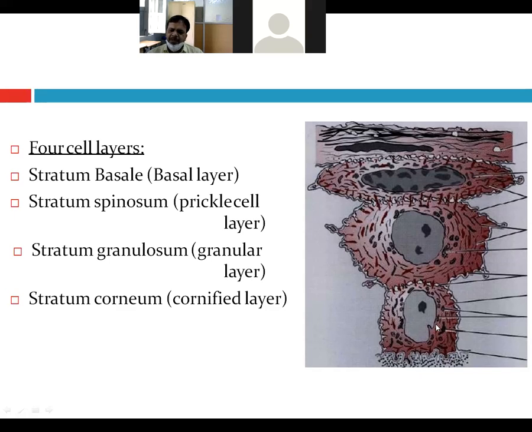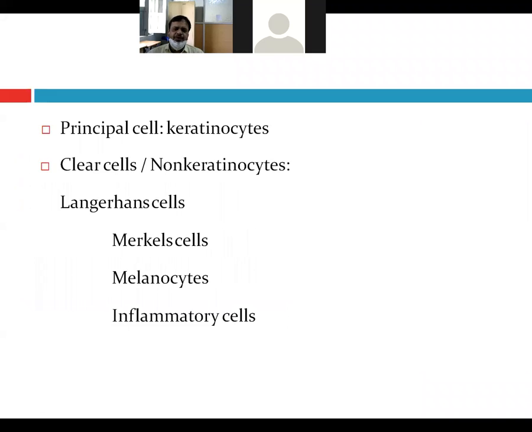One is stratum basale, also called basal layer. Stratum spinosum, also called prickle cell layer. Third one is stratum granulosum, also called granular layer, and stratum corneum, also called cornified layer. So every gingival epithelium usually consists of these four cell layers. The principal cell type of gingival epithelium is keratinocytes, the main principal cells of your gingival epithelium.